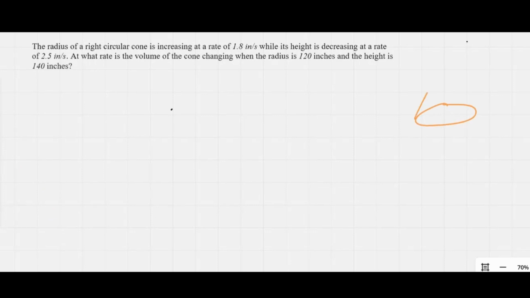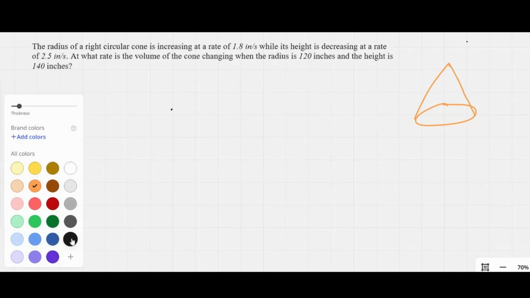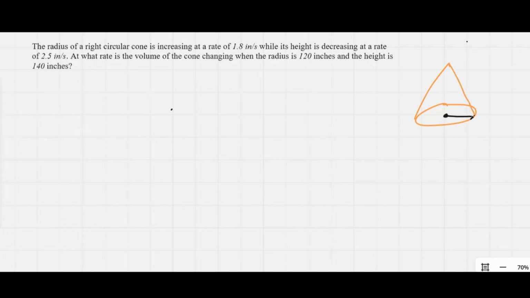Well, we're being told that we have a cone as such. Whoops, let me draw that a little bit better. Okay, so we have a cone that looks something like that. Our radius is going to be over there, and our height is going to be from top to bottom.